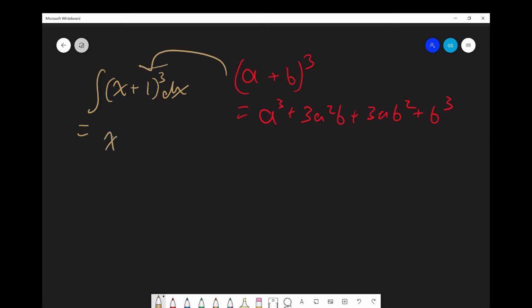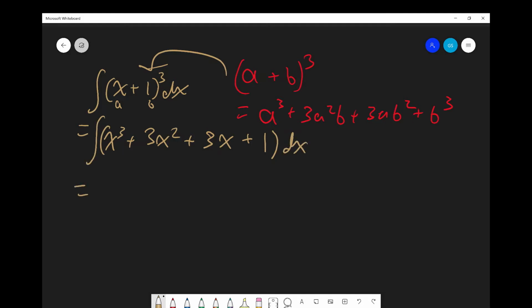Well, this would be x cubed. We would have a 3, our a here, this is our a, and this is our b. Our a here is just x squared, and then our b is 1. We don't need to write that. Plus, we have a 3 again. Our a is x. 1 squared is just 1. We don't have to write that. Plus 1 cubed is just 1. Right, so we have this. Integrating all of these, dx.